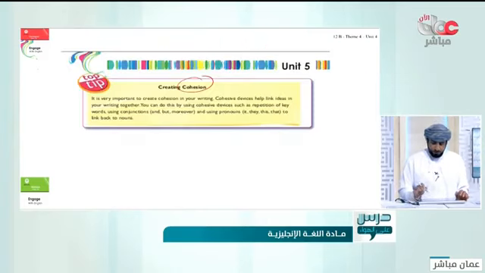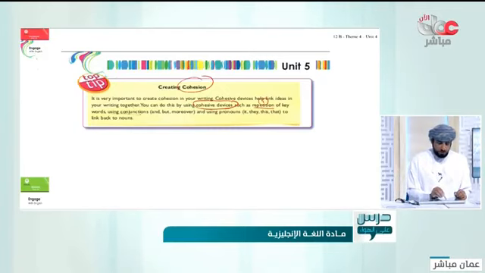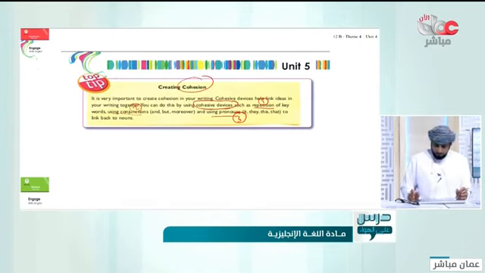Let's move to creating cohesion. It's very important to create cohesion in your writing. Cohesive devices help link the ideas you're writing together. Now, what are the cohesive devices? Such as repetition of keywords, number 1, using conjunctions, number 2, and using pronouns, number 3, to link back to nouns. What does that mean? It means instead of repeating "Salim" in every sentence, use Salim in the first sentence, then use the pronoun for Salim. This is in a very simple way.